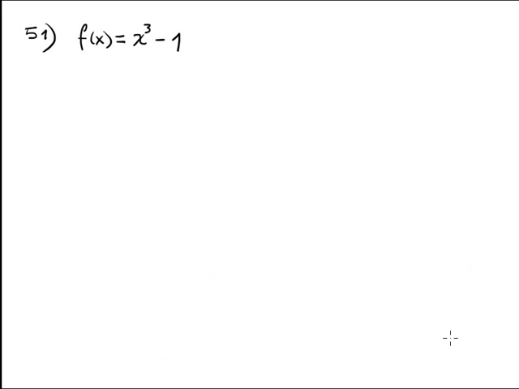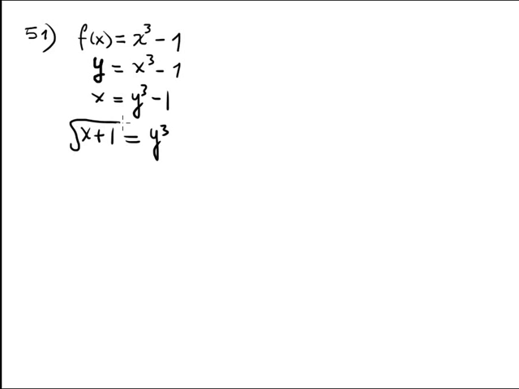Okay, number 51 is the same thing. You replace y here: x cubed minus 1. Now x is equal to y cubed minus 1. x plus 1 is equal to y cubed. Take the cubic root of both sides. Now y, the inverse function, is equal to the cubic root of x plus 1. And this is the inverse function.